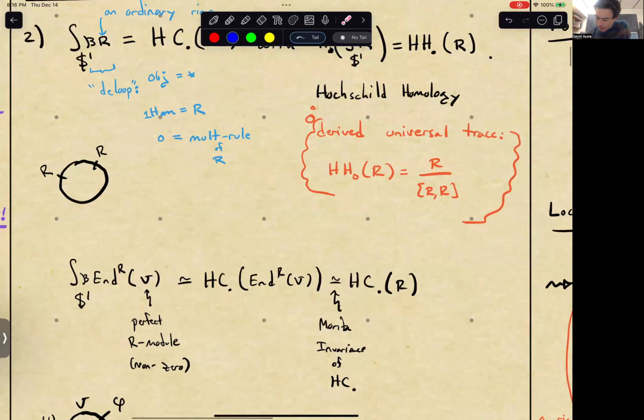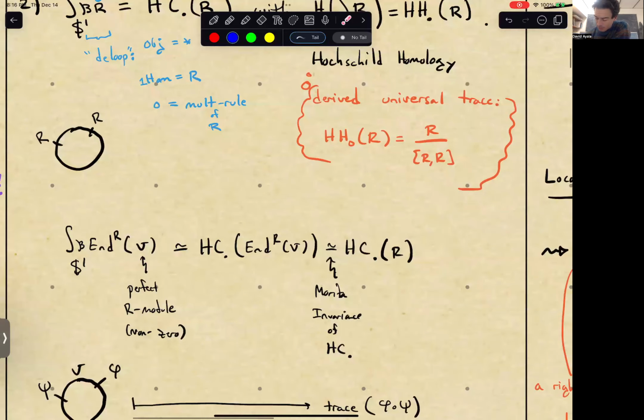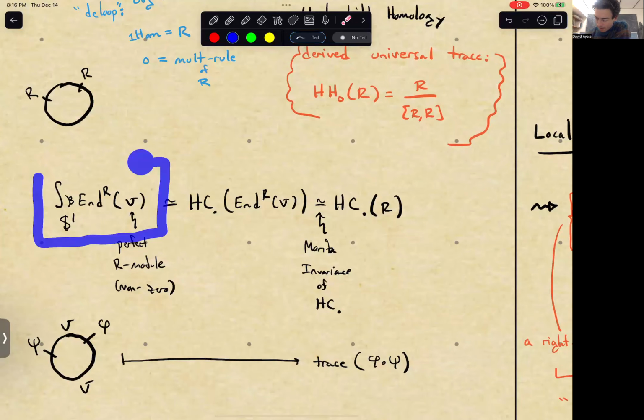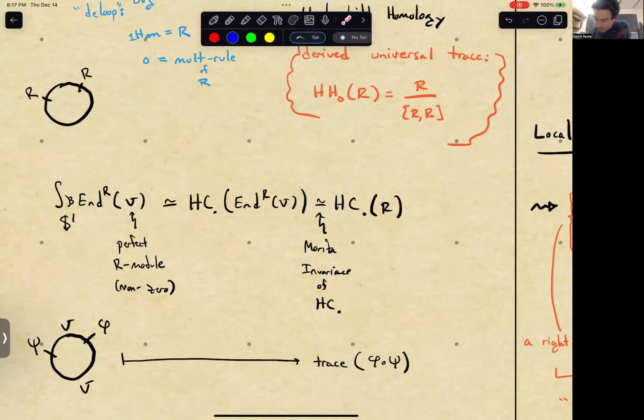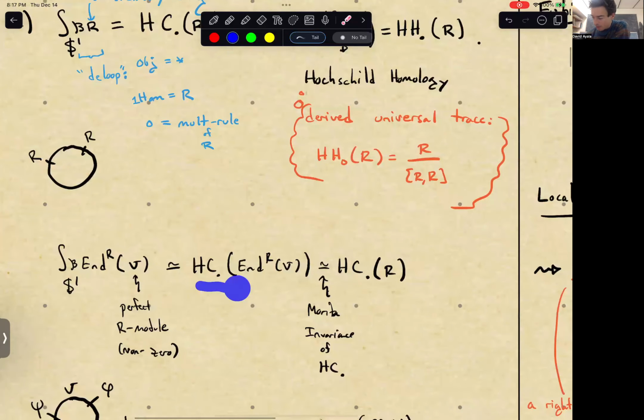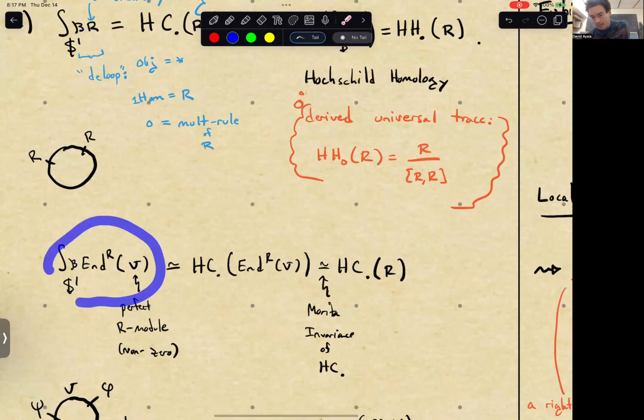So given what I just said, factorization homology over the circle of the R equivariant, or the linear endomorphisms of a perfect R module, from what I just said, that's the Hochschild complex. And Hochschild complexes are Morita invariant. So that means this factorization homology agrees with factorization homology simply over R. So this is a shadow of the Morita invariance I mentioned earlier, which is Morita invariance of the Hochschild complex.